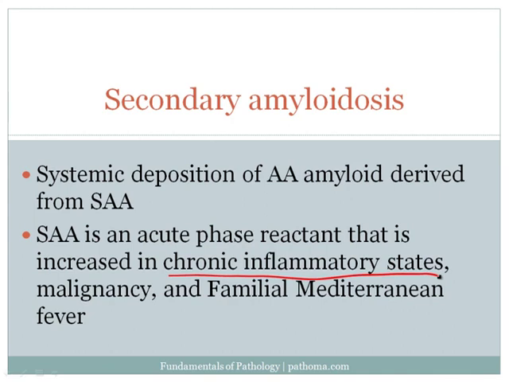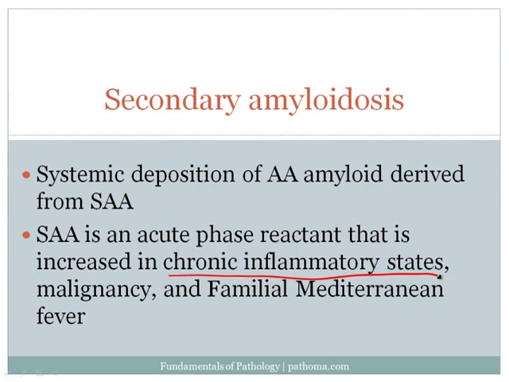So what would be some examples of chronic inflammatory states? Autoimmune diseases like lupus, rheumatoid arthritis, etc. Another example of a chronic inflammatory state, Crohn's disease. Ulcerative colitis. Another example, chronic osteomyelitis, in which you get a long progressive infection within the bone marrow. So these are all examples where there's chronic inflammation. Chronic inflammation results in an increase in SAA. SAA can become AA, and the AA can deposit as amyloid.